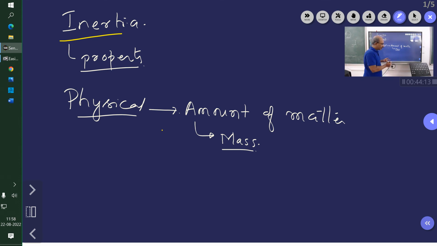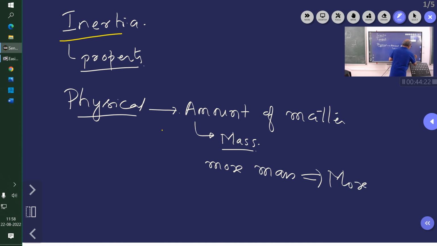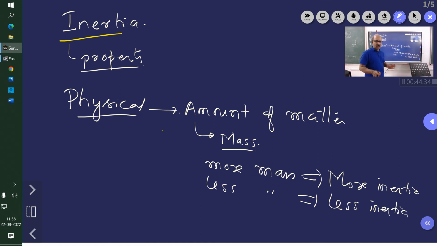So more mass means more inertia. Less mass implies less inertia. More mass, more inertia; less mass, less inertia. But one thing I want to tell you: inertia is not equal to mass. At this stage, students, you just have to understand that if a body has more mass, then it has more inertia. That's it. Less mass, less inertia.